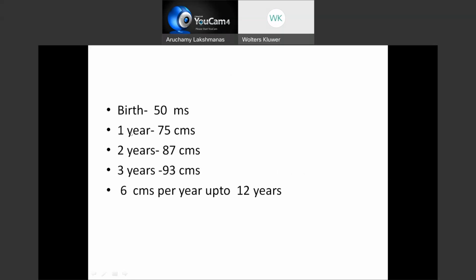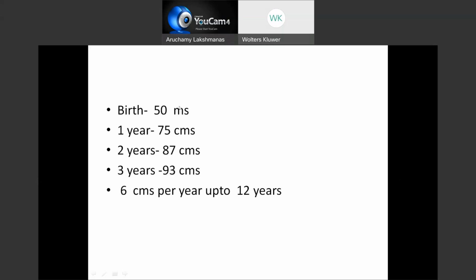In the second year, the growth will be half of the first year. So 25 by 2 is 12.5. We add that to 75, and it becomes 87. Next year it will be half of that, 6. From then it will be 6 centimeters every year.